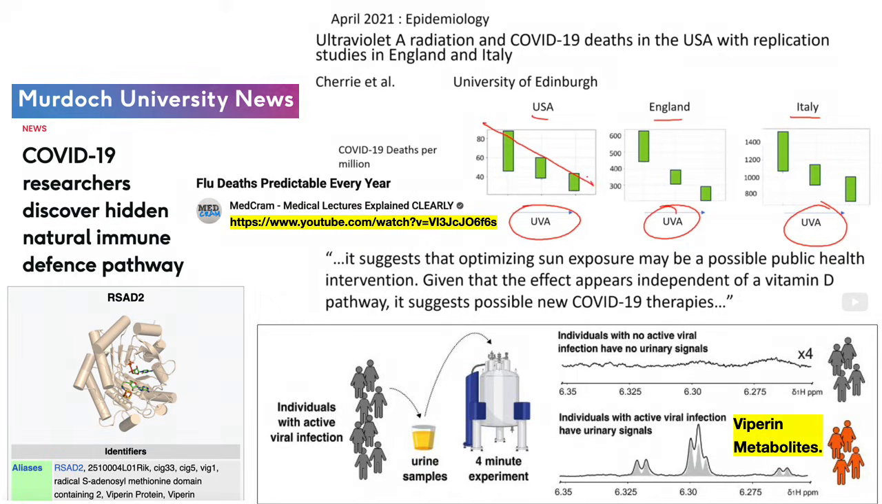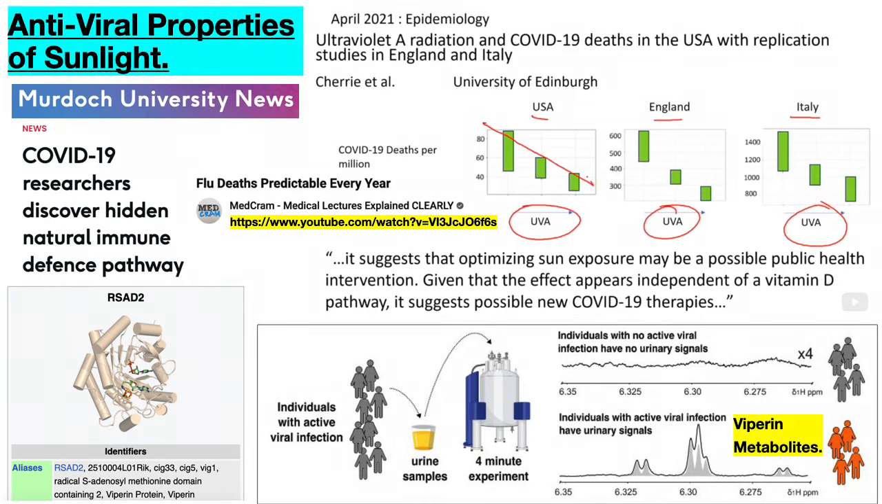given that the effect appears independent of a vitamin D pathway. It suggests possible new COVID-19 therapies. So I would like to tag on this concept. This study, as well as others, illustrate that sunlight has antiviral properties besides vitamin D. What are the components of sunlight that are doing this? And this brings us back to red light and near-infrared light.